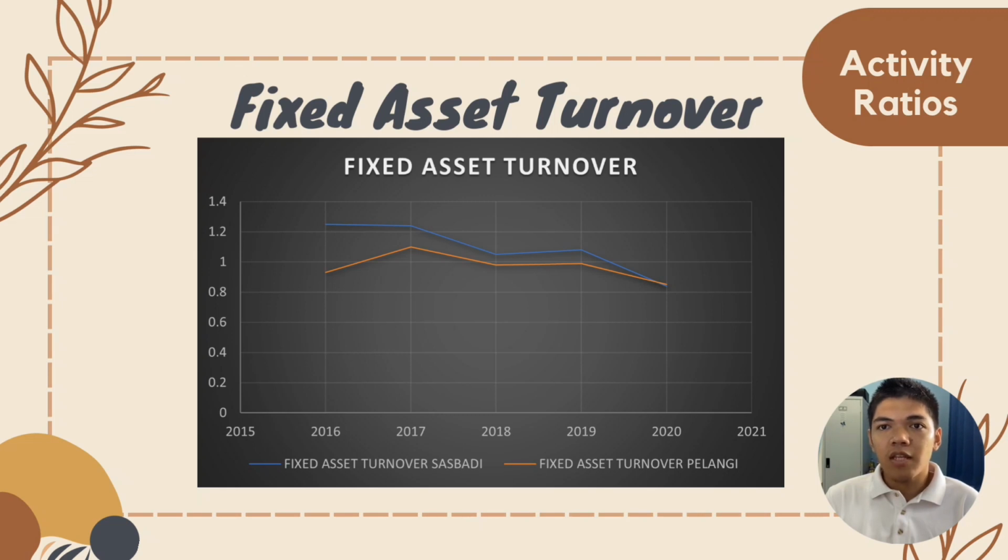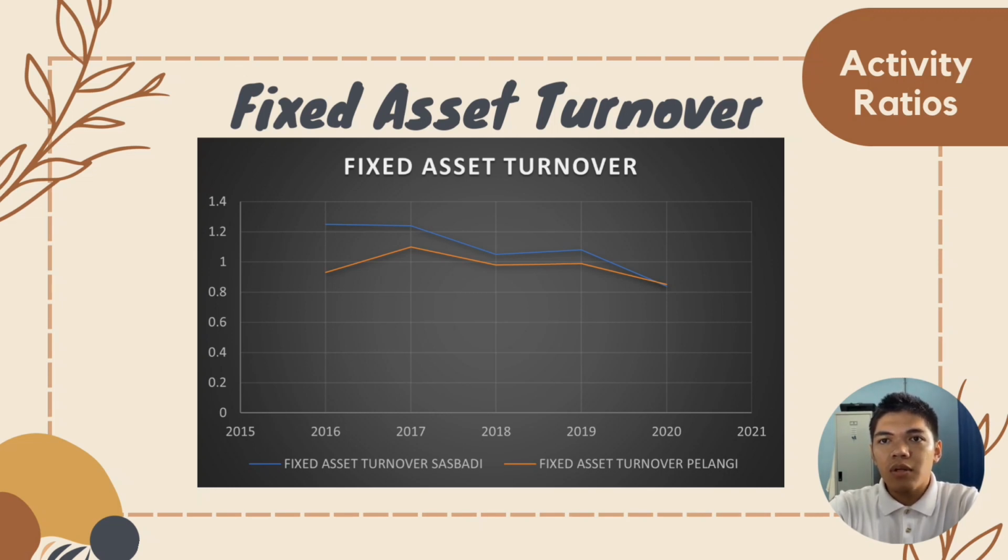SASBADI fixed asset turnover has been consistently higher than Pelangi's fixed asset turnover for all 5 years. SASBADI is able to generate more revenue from its fixed asset than Pelangi. This is a positive sign for SASBADI's long-term financial health and its ability to generate profits for its shareholders.